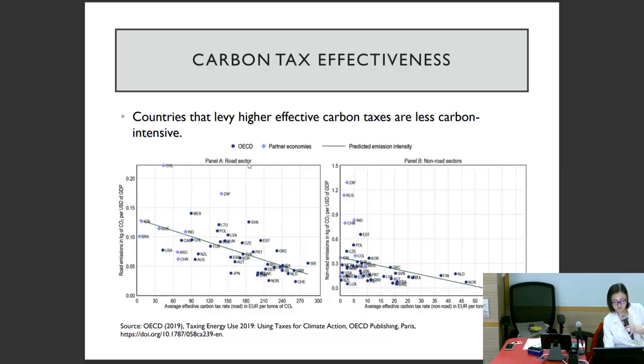And here, this one is the road sector traffic, and this one is the non-road sector. Okay, the similar trend.